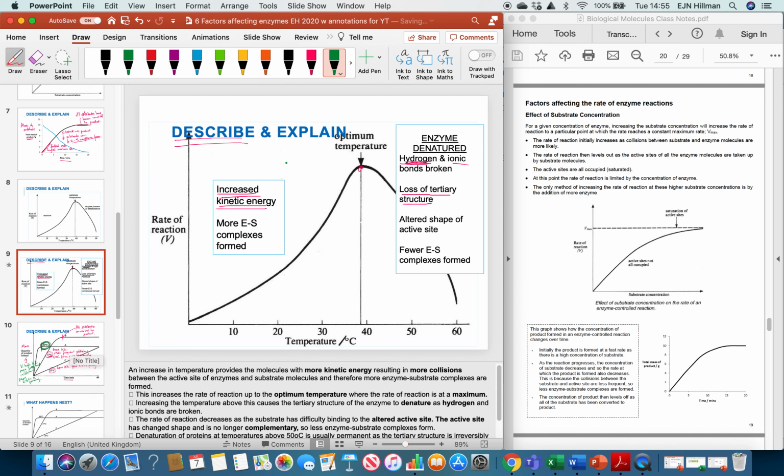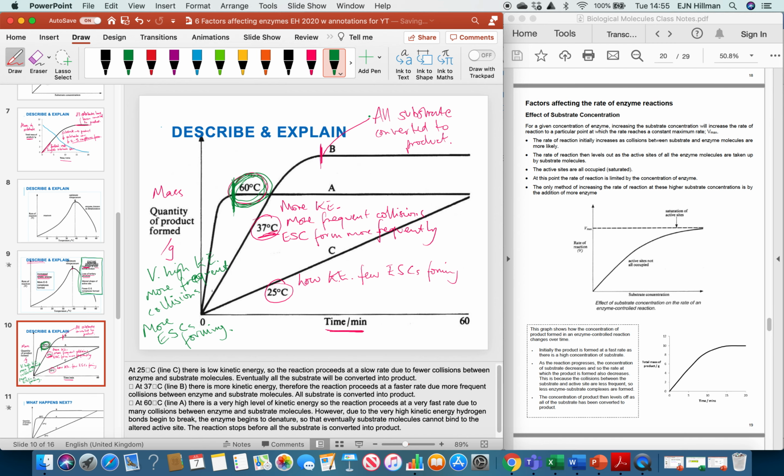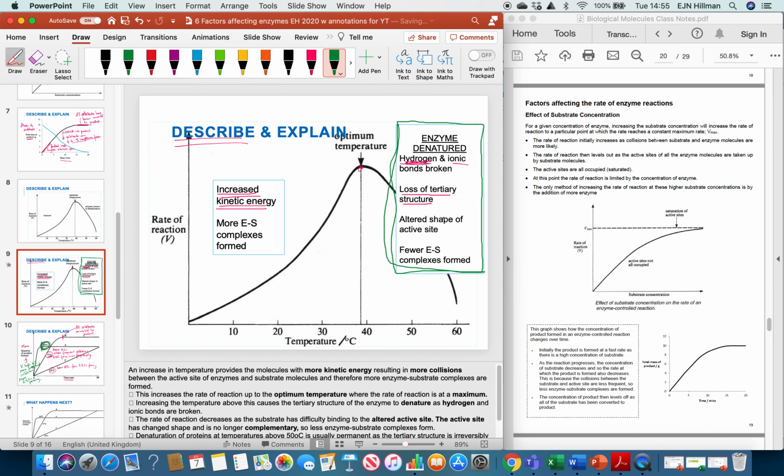So to explain why the reaction stops where it does, here, we can use this explanation. Essentially, the enzyme has become denatured.